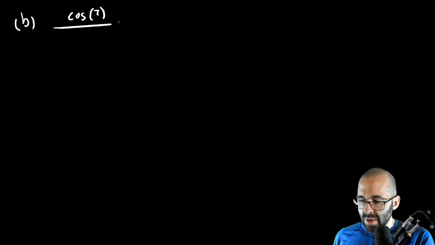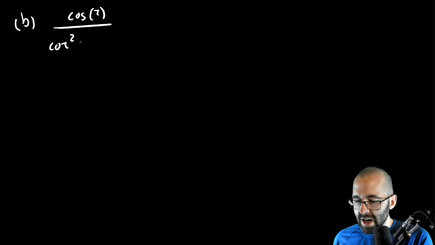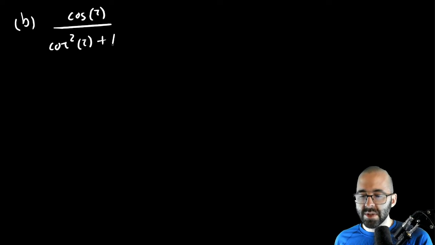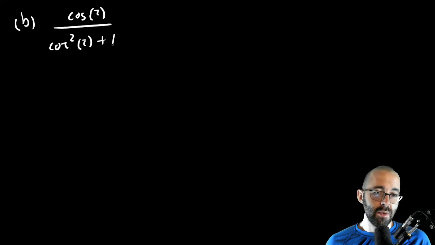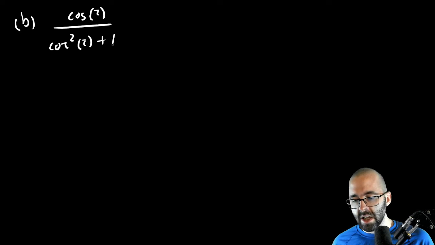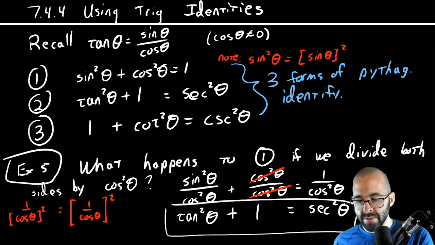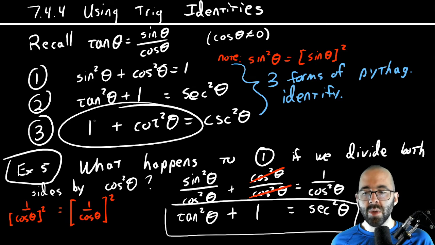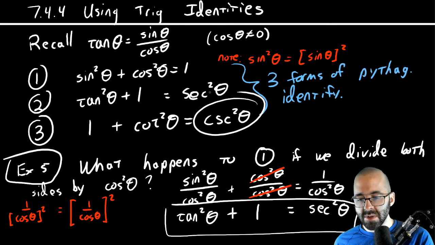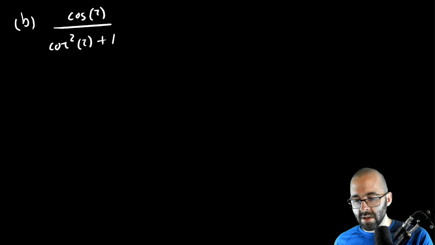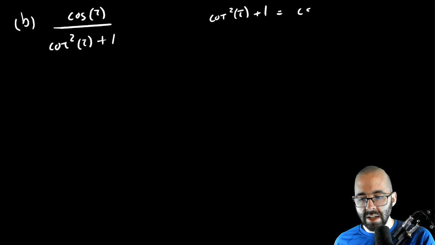Last problem is more of a doozy, but it's a fun little thing. Cosine of t, we want to simplify this, divided by cotangent squared of t plus 1. So you can put everything in terms of sines and cosines. There's a couple of ways actually of approaching this problem. But what we're going to do is use an identity. That denominator looks awfully familiar. Cotangent squared plus 1 is just cosecant squared.